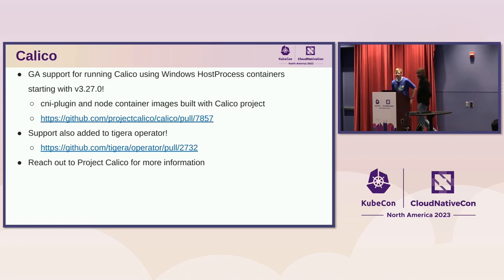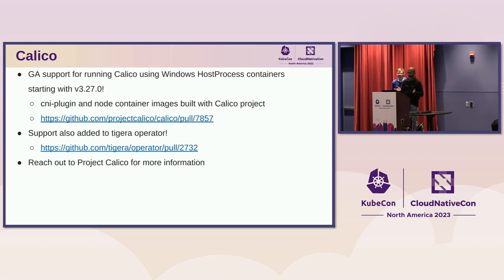So next up we have Calico. Calico is a CNI available for Kubernetes, and recently in version 3.27, they have added general availability for running Calico using Windows host process containers. If anybody here is not aware of what a host process container is, it's the equivalent of Linux privileged containers for Windows. There's a great presentation given by Mark and James at the previous KubeCon, so please look that up, and that'll give you all the details you need about host process containers.